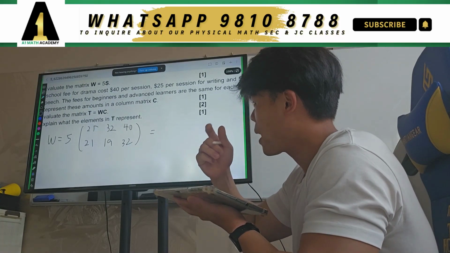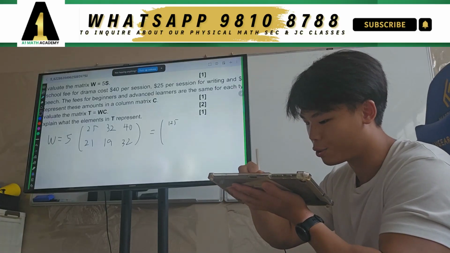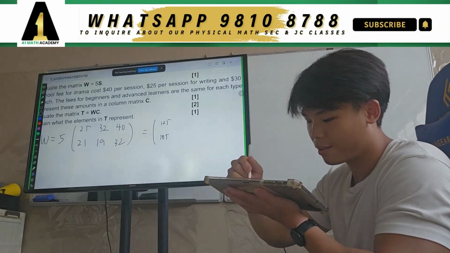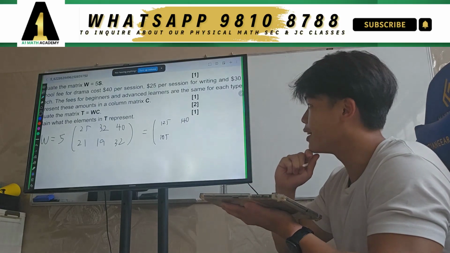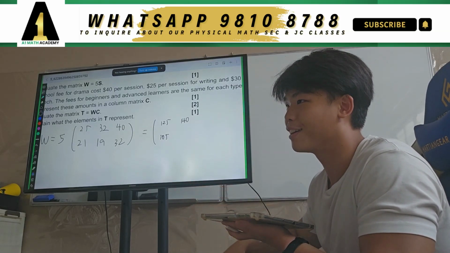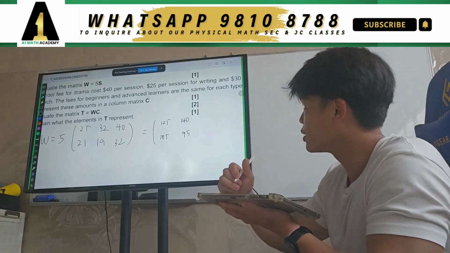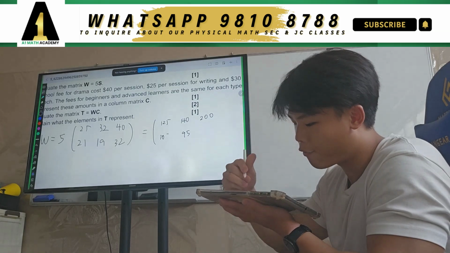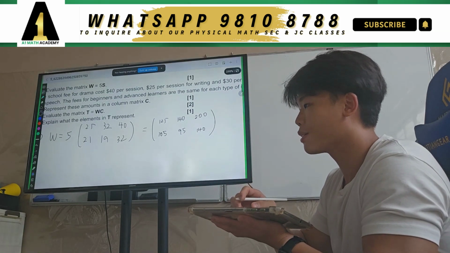5 times 25 is what? 125 lah. Then 5 times 21 is 105. 5 times 32 is 140. Then 5 times 19 is what? 5 times 20 is 100, right? So 95. Then 5 times 40 is... Is that a 5 or an S? 200. Then 5 times 32 is 140. Okay, finish.